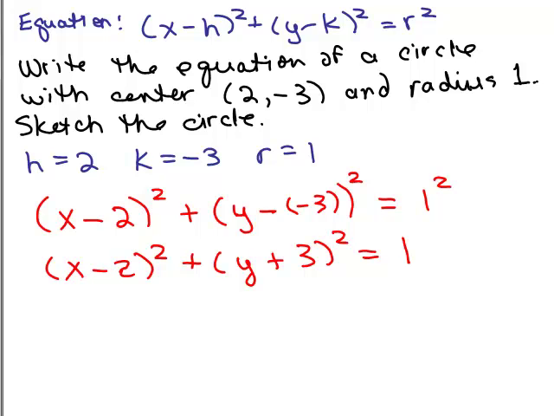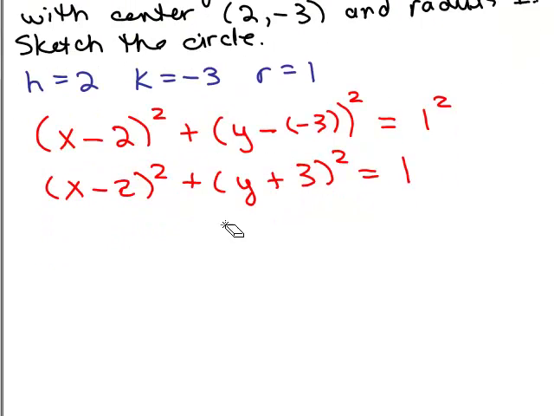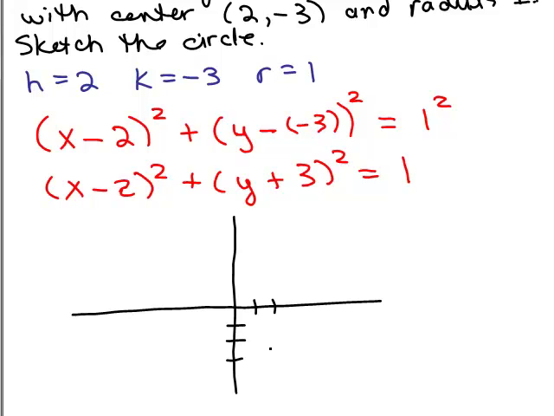So let's sketch it. To sketch it, when it's in this form, not too bad. Actually, I think I'm going to need a little more room here. All right, so we have a center of 2, negative 3. So I'm going to go ahead and think, where's that center? Right here, right? 2, negative 3. And it has a radius of 1.